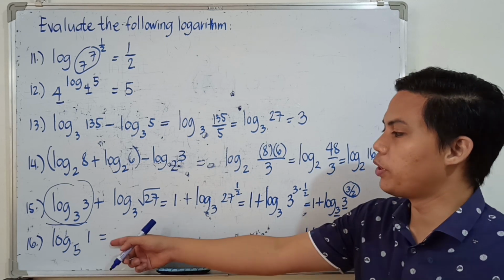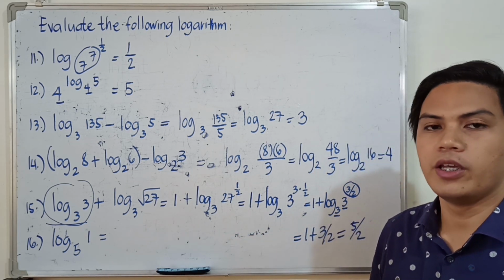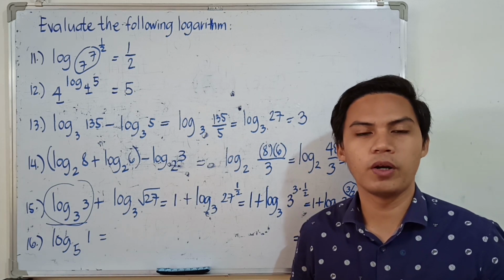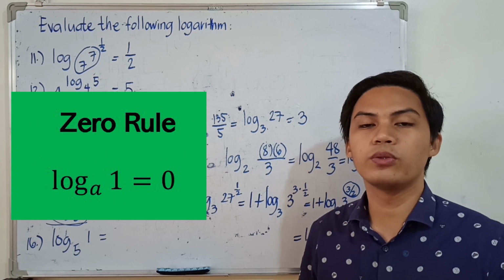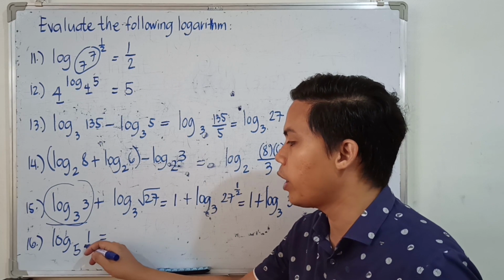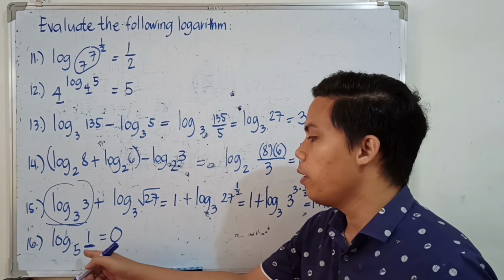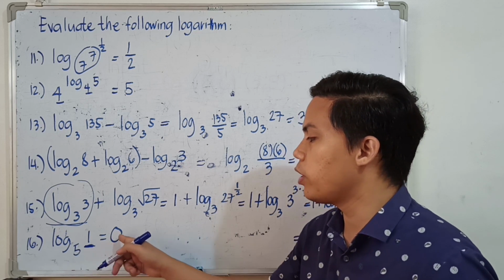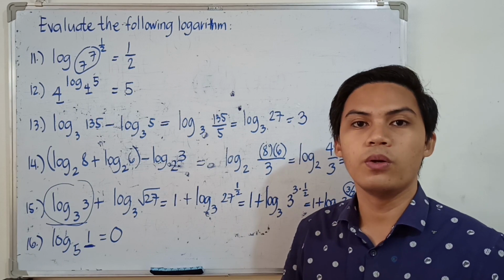Now, how about number 16? The logarithm of 1 to the base 5. Okay, so again, we're going to make use of another property. The property says that the logarithm of 1 to the base a is equal to 0. So, pag yung expression natin 1, yung nakalagay dito, of course, our answer becomes 0. So, bakit 0? Kasi, yung 5, if we're going to raise it to 0, that would be equal to 1. So, any number raised to 0, that is equal to 1. Now, it's your turn. Try to answer the following questions.